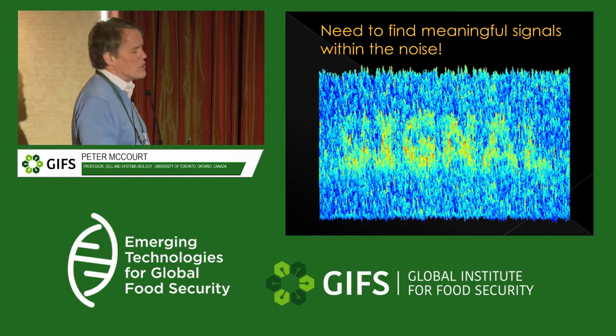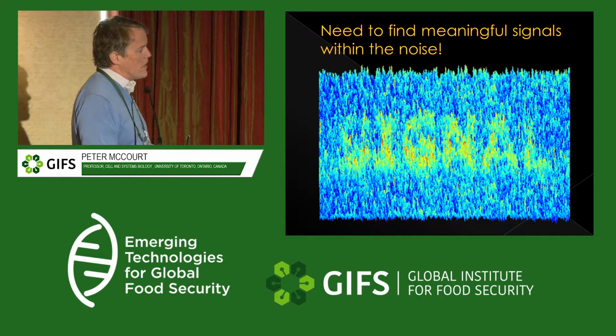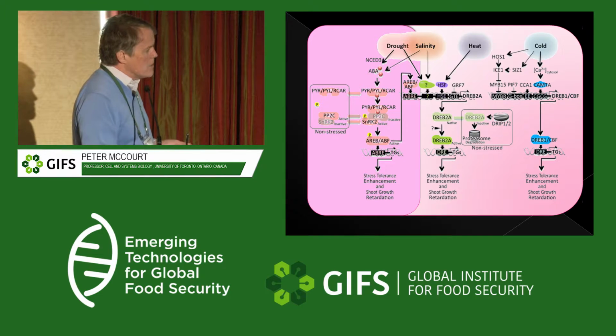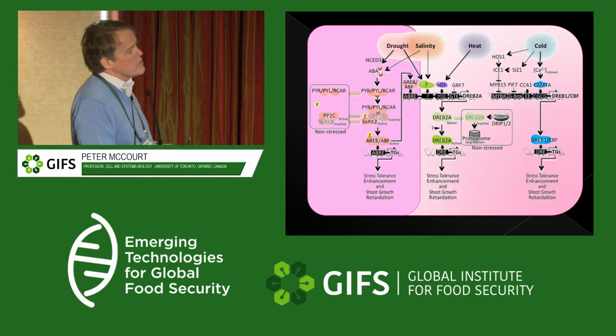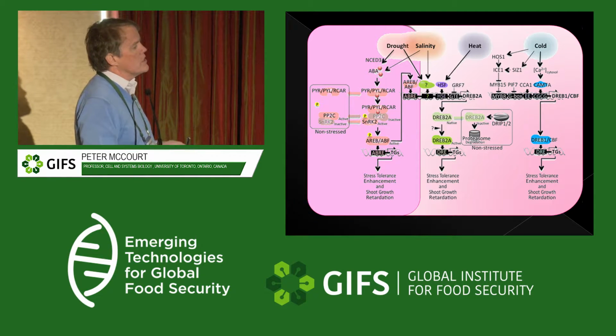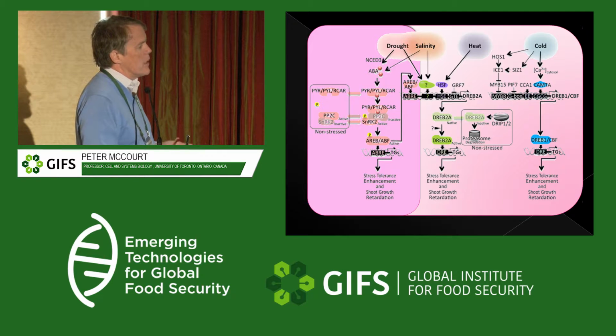We can generate mutants in Arabidopsis, or we can do transcriptomic studies, but how do we find that signal in all that noise that we're dealing with? So one thing I think that is important is that we do need to start making a code. We need to start putting these things together into pathways, et cetera.